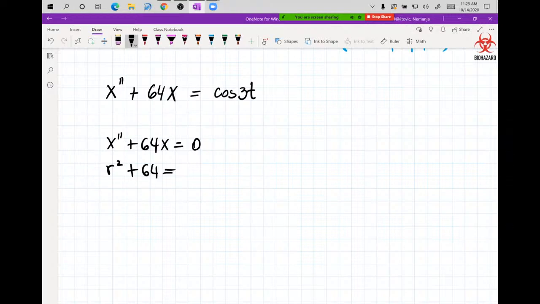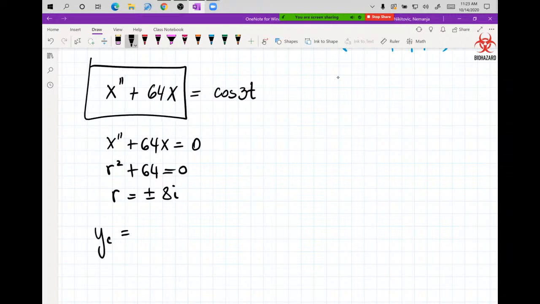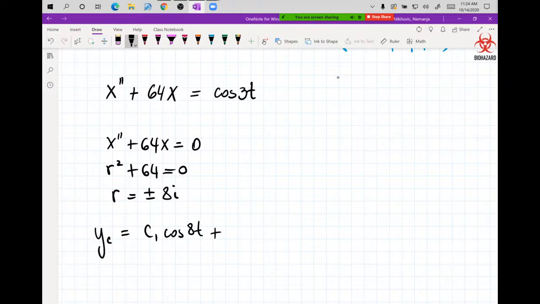So we have r squared plus 64 equals 0. r equals plus minus 8i, which gives you the solution of y complementary, because we are only dealing with this part, which we say is homogeneous, when it's equal to 0. And that's going to be your C1 cosine 8t plus C2 sine 8t. Nothing is changed. Absolutely nothing is changed. You have your solution here.